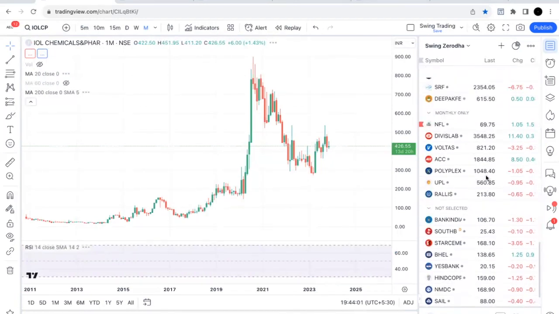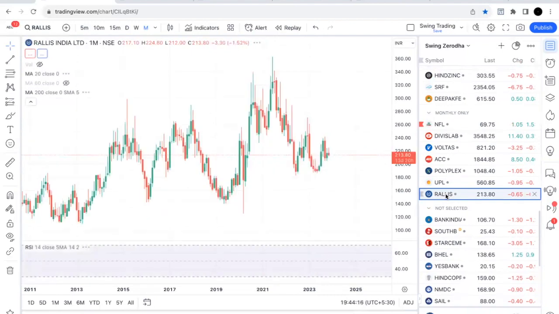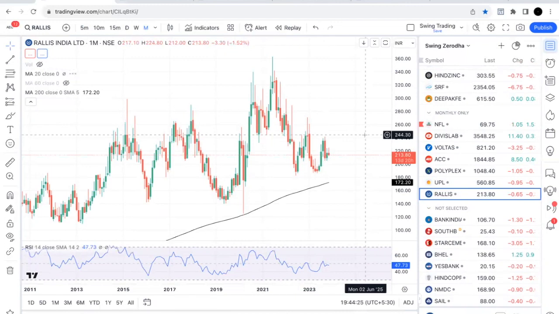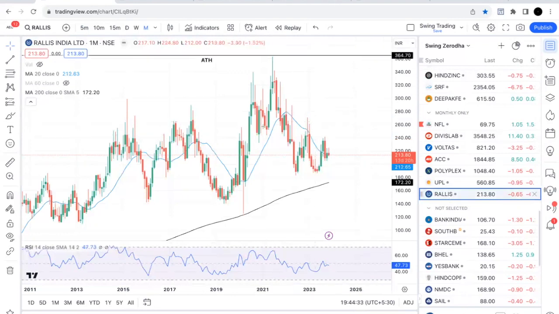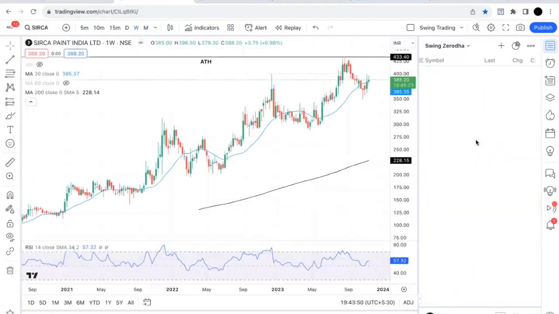The next list is going to be the monthly only. That means these are the ones that are trending only on the monthly chart. If you notice the first one, since it did not trend on the monthly chart, I didn't bother looking at the weekly or daily. So here the 20 is above the 200 on the monthly chart. Okay, so that's Rallis. So I'm going to go to the weekly and look what that looks like.